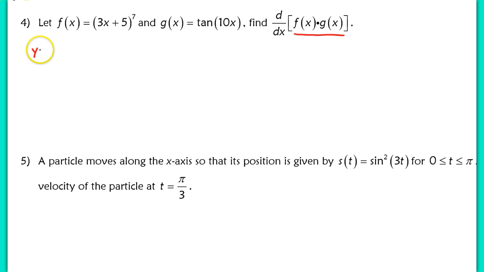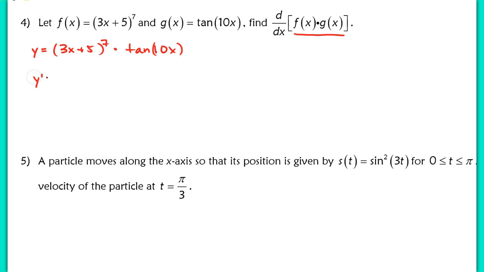So in other words, let me define y to be (3x + 5)^7 multiplied by the tangent of 10x. Now, we are finding the derivative of a product, right? So we still have to apply those same rules that we used before. It's just that each of these terms is now in itself a composite function. So we have to combine all of these things, the chain rule and the product rule here.